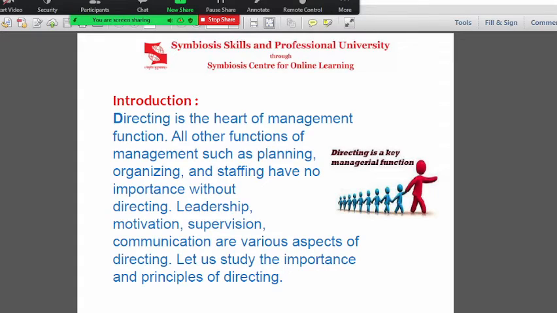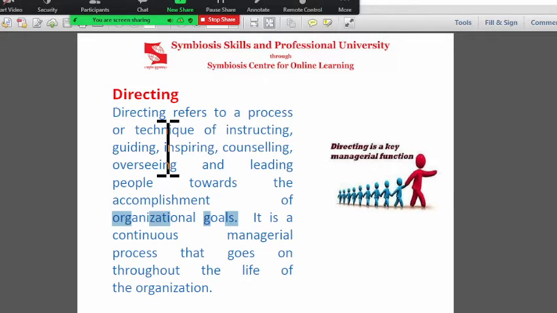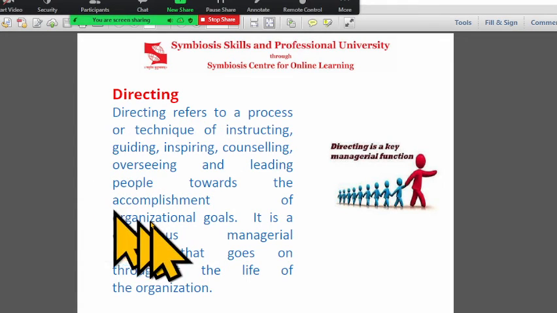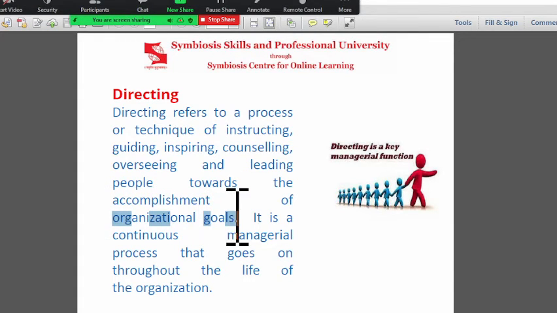Directing is not only just making the team work towards the goal. The outcome has to be that only, but it involves many things. Like what? It is a process or technique of instructing, how good you are communicating with your colleagues, right? It can be your subordinate, your superiors, your team members. So how good you are in giving instruction, how good you are in guiding the people around you, guiding towards what? Towards the organizational goal. This particular keyword is very important with almost all the functions of management, right?